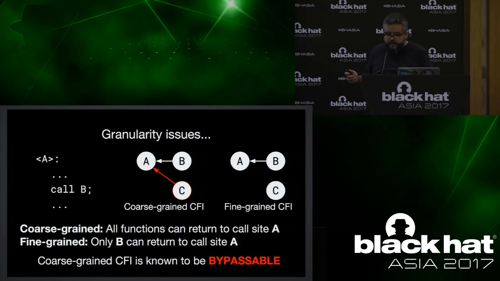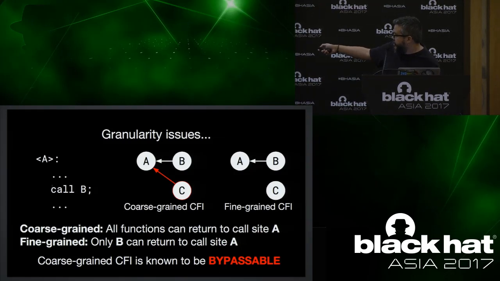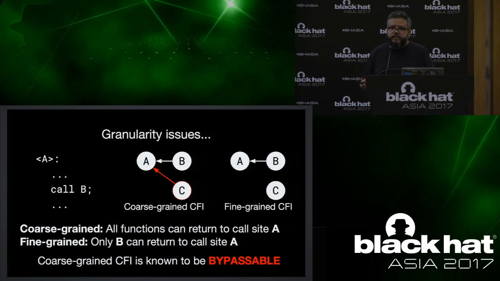First, speaking on granularity issues, in CFI we have two major classifications: coarse-grained CFI schemes and fine-grained CFI schemes. Imagine this situation: we have a function A which is calling a function B. In coarse-grained CFI, which is more permissive, both function B and function C are allowed to return to the instruction right after the call to B. In this scheme, you're not enforcing that if this is a call to function B, only B can return here. Whatever function may return to the instruction right after a call. So this is basically coarse-grained CFI.